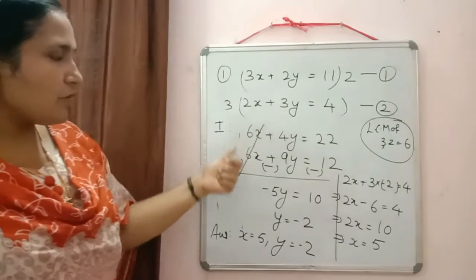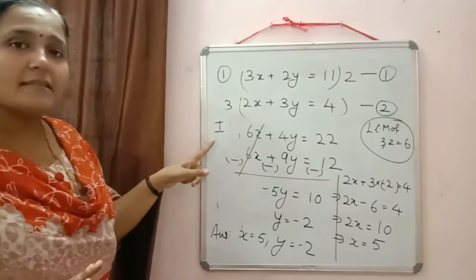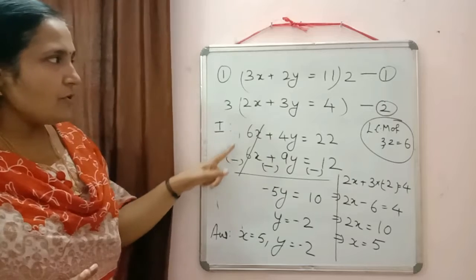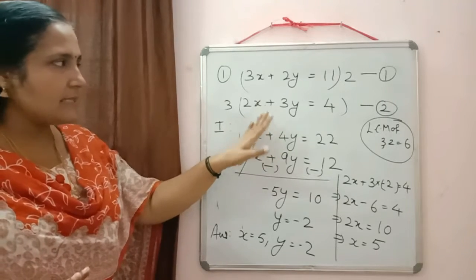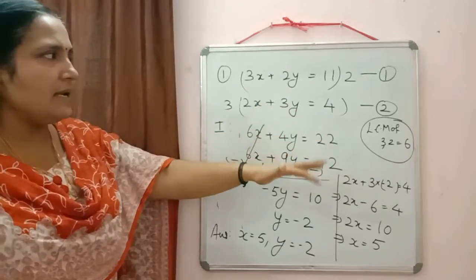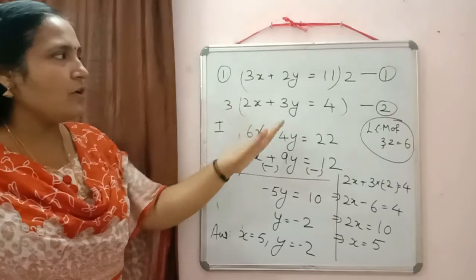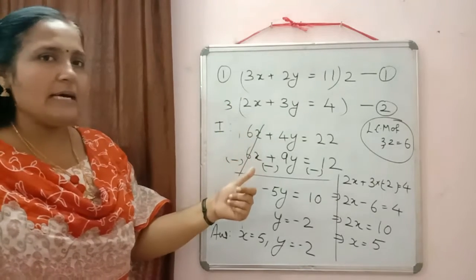So in this way, what we did, we eliminated the variable x. I told you this is the first method. If you want, you can eliminate the variable y also. So in the first equation, I am telling you both the methods. From the next equation, it depends on you which one you want to eliminate. Clear? Okay, so I'll explain the second method.